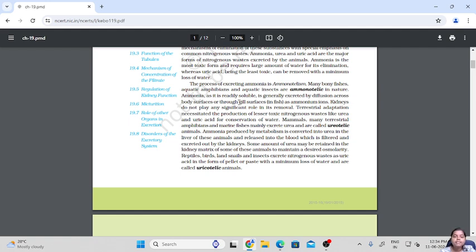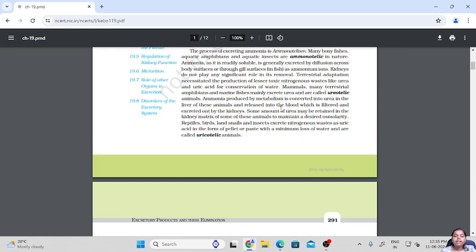Ammonia, as it is readily soluble, is generally excreted by diffusion across the body surface or through gill surfaces in fish, as ammonium ions. So in this case, in the removal of ammonia, kidneys do not play a significant role. The terrestrial adaptation necessitates the production of less toxic nitrogenous waste like urea and uric acid, for the conservation of water.